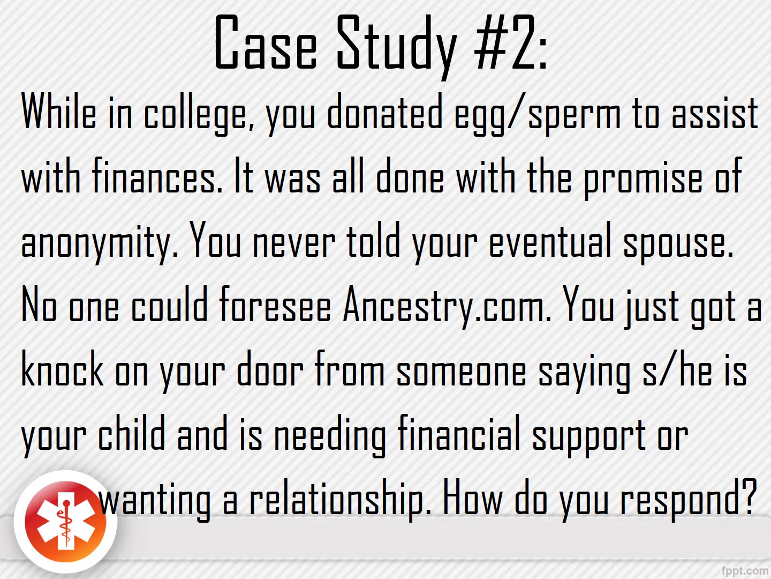Another case study: while you were in college, you donated either egg or sperm to assist with finances. It was all done with the promise of anonymity. You never told your eventual spouse that you had done this. Of course, no one could have foreseen the arrival of things like Ancestry.com. And so it's 20 years later and you just got a knock on your door from someone saying that she or he is your child, and they might be needing financial support. They might just be looking for some sort of relationship with you.